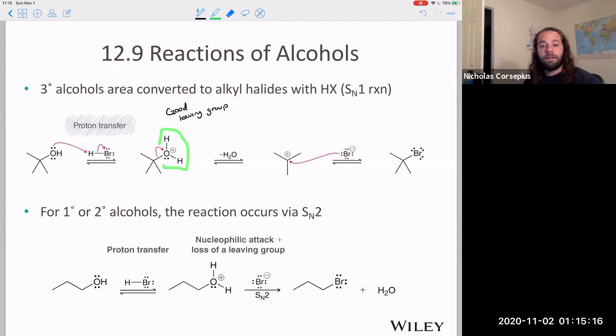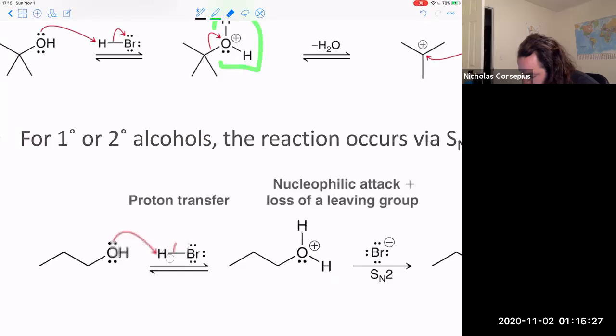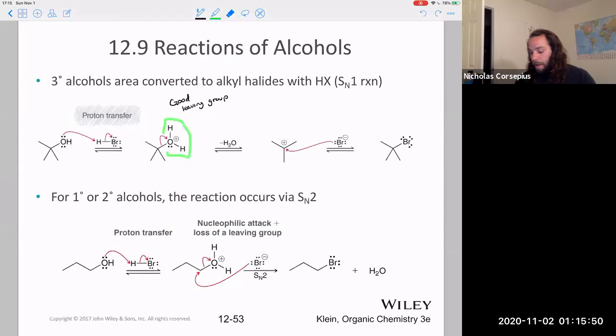For primary and secondary alcohols, it's pretty much the same process, except instead of being an SN1 reaction, it'll be SN2. Again, the first step is you have to protonate that alcohol to make it a better leaving group. But we know this isn't just going to fall off because it wouldn't create a very stable carbocation. So instead you have an SN2 reaction where that bromide ion attacks that carbon at the same time as that leaving group gets kicked off. So by using HBr in the presence of an alcohol, we can create an alkyl halide.